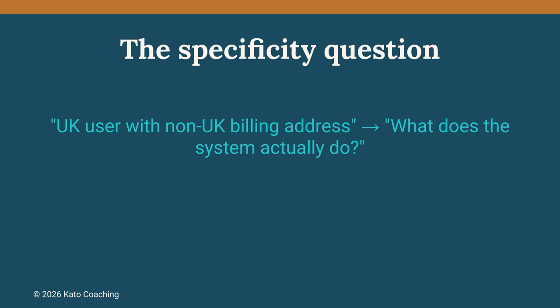Some scenarios are too vague to test directly. UK user with non-UK billing address is a real concern. But what exactly are you checking? What should the system do? If you can't answer that, the scenario needs more thinking before it becomes a test. That's not a failure of the prompt, that's the prompt doing its job.